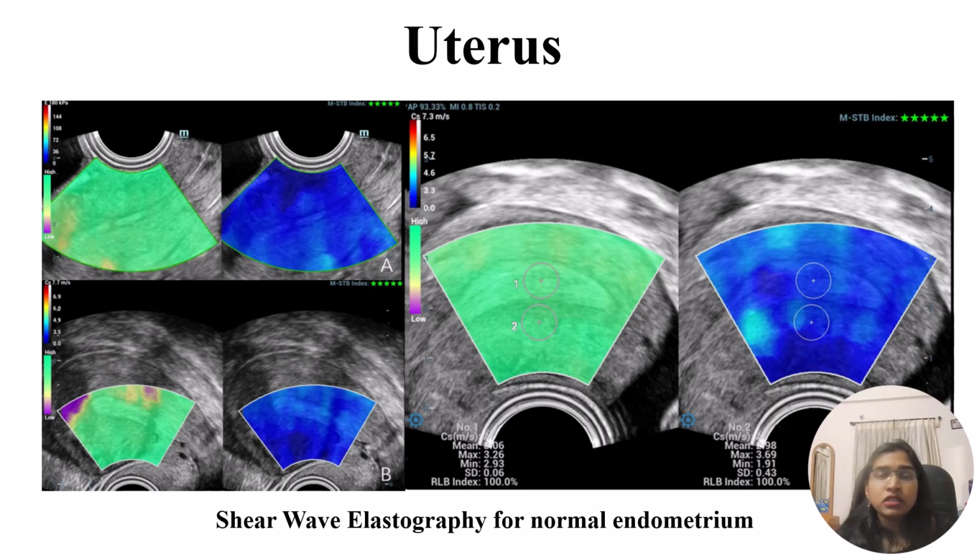Now, as you can see in this picture, this is a shear wave elastography for the normal endometrium. We can see in pictures A and B, this is the proliferative endometrium, and this is the secretory endometrium, and a uniform blue area we can see. If it is a uniform blue area in the shear wave elastography, then it's a normal endometrium. Then image C is further showing the region of interest. If we have any doubt, we can select one region of interest, and there also we can see a uniform blue area.